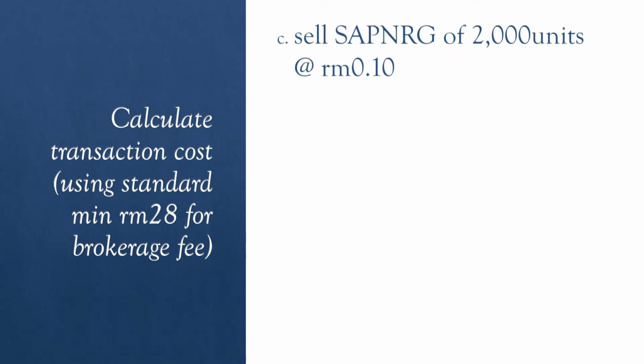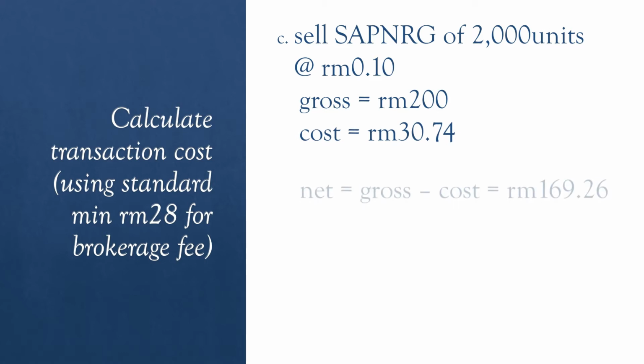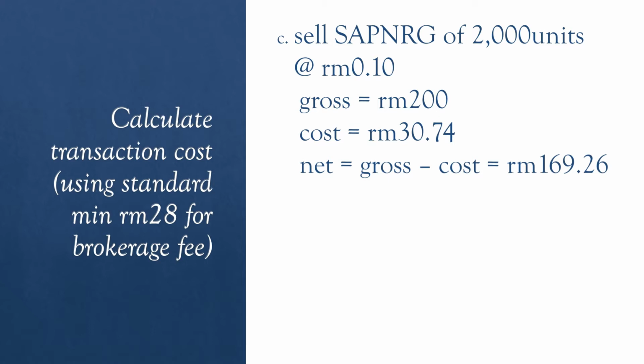Okay, now kita kira transaction cost or trading cost bila kita jual pula. Earlier on kita beli Sapura Energy of 2000 unit kan. Now kita jual pula 2000 units at 10 sen. Tadi kita beli 8 sen, now kita jual 10 sen. So let's calculate. Gross equals to ringgit Malaysia 200, cost equals to ringgit Malaysia 30.74. Net bersamaan dengan gross minus cost, iaitu bersamaan dengan ringgit Malaysia 169.26.